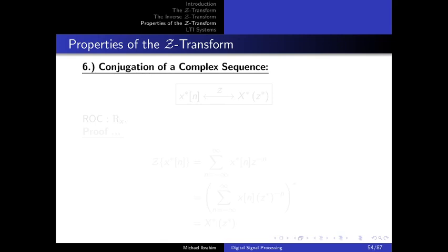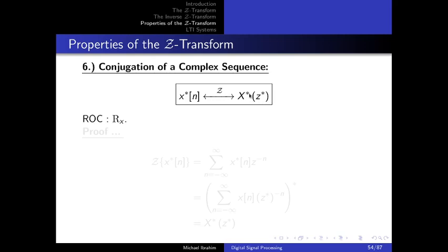The next property is the conjugation of a complex sequence. If we know x of n, a discrete time sequence, and we know its transform X of z, if we take the complex conjugate of the sequence, x conjugate of n, then the z transform would be X conjugate of z conjugate. What does this mean? It simply means that in the expression for X of z, you first replace every z with z conjugate, and then you apply a conjugate to the whole function.